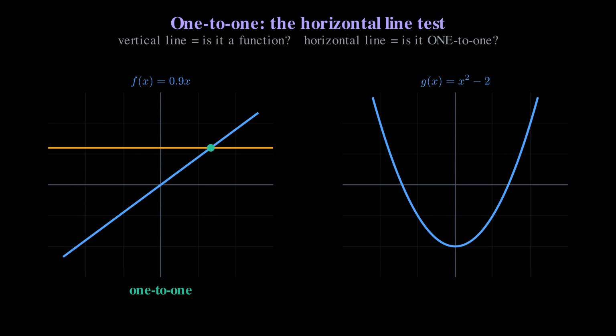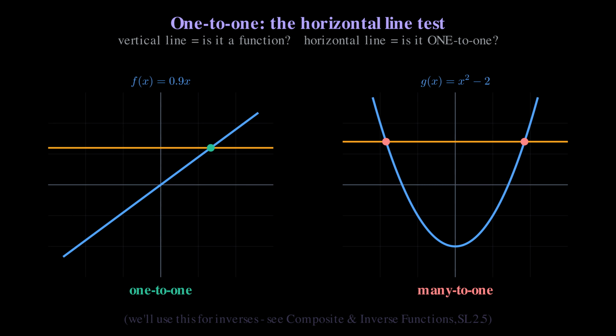That's one-to-one. The parabola on the right is different. A horizontal line hits it at 2 points. Two different inputs, plus and minus, giving the very same output. It's still a function. It passes the vertical test, but it is many-to-one, not one-to-one. Why care? Because only one-to-one functions can be perfectly undone. And that's the whole story of inverse functions coming up in this topic.